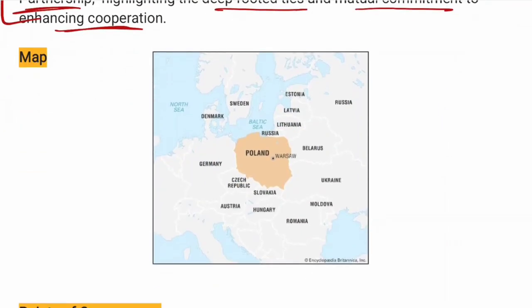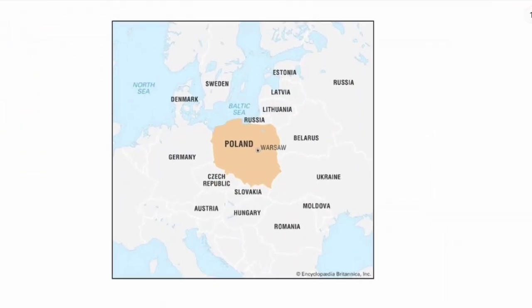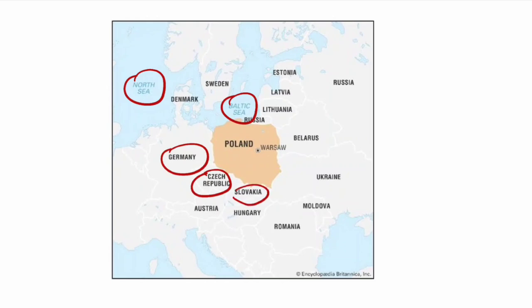If you see the map, that is location of Poland. Poland is a central European country. You can see here North Sea, Baltic Sea, and the neighboring countries like the Germany in the western part, Czech Republic, Slovakia in the southern region of the Poland, Ukraine in the eastern, Belarus and Lithuania and Russia also.